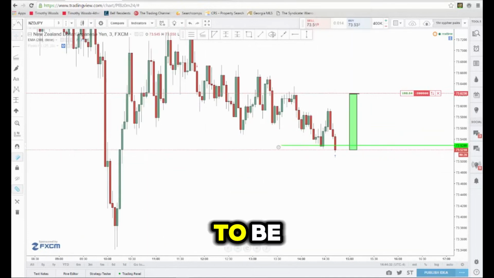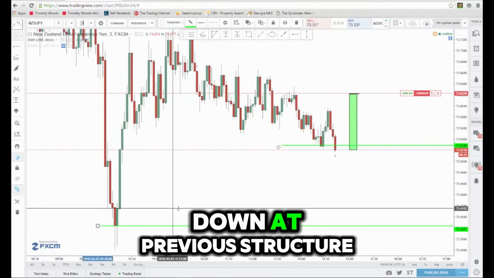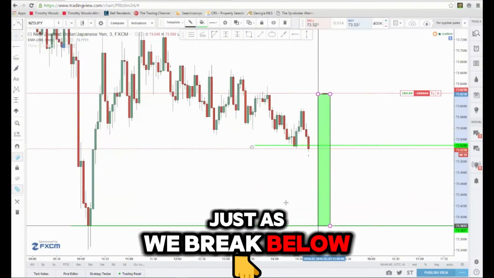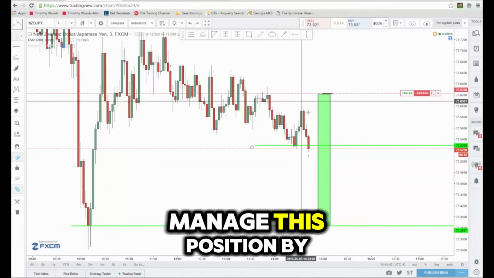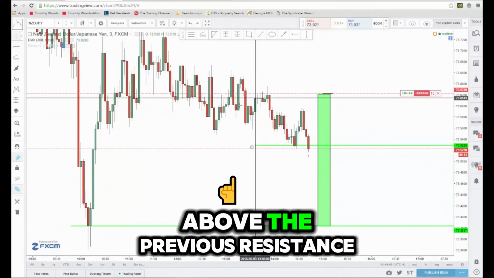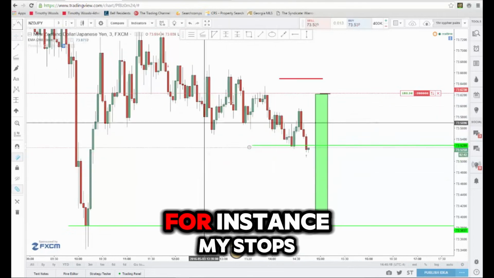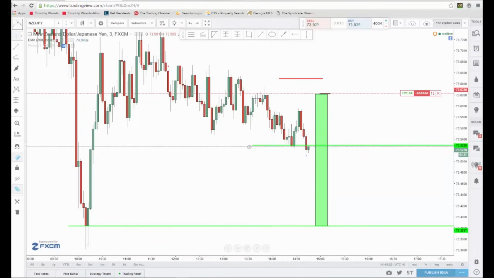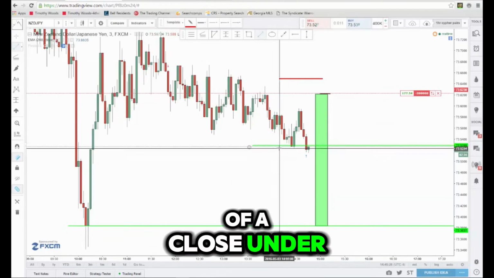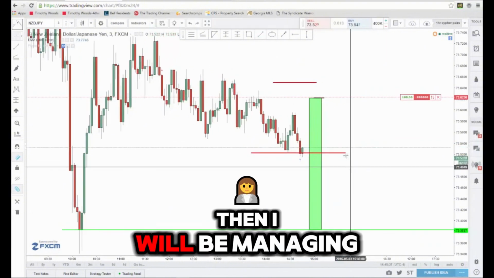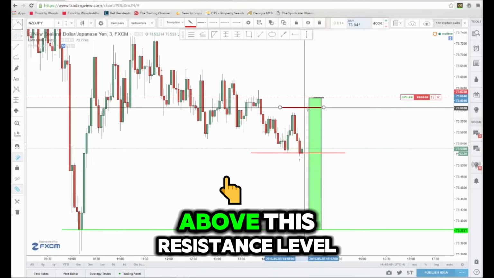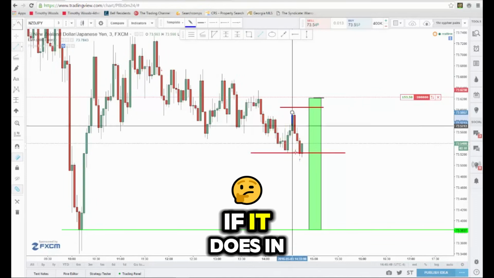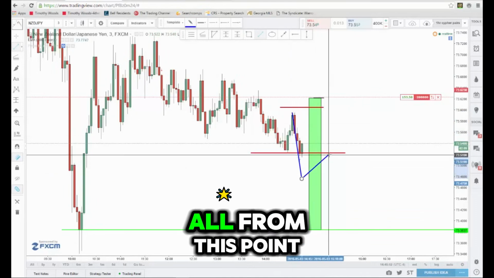Second targets are going to be down at previous structure, and what I'm going to do is just as we break below the lows, I'm going to manage this position by placing my stop loss above the previous resistance. For instance, my stops are at break even now, but if we manage to get a little more of a close under this level, then I will be managing the position by placing my stop above this resistance level, and so on as the market continues to move down, if it does in fact move down at all from this point.